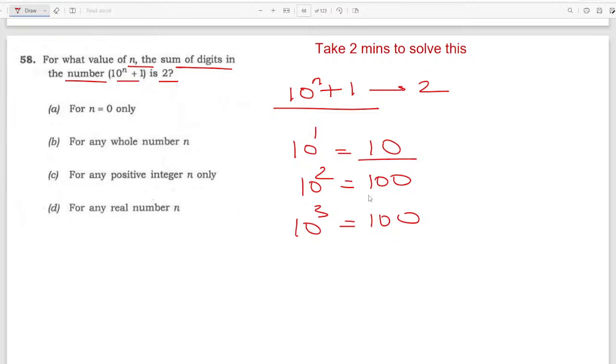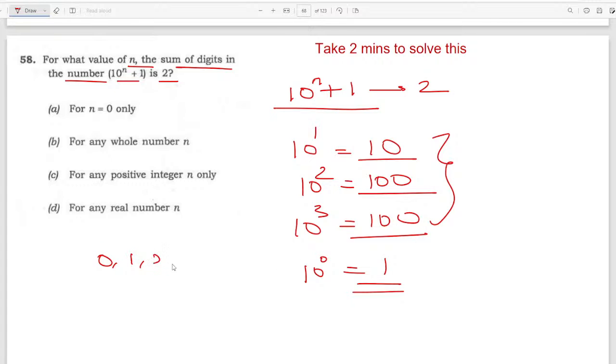And if you calculate the sum of the digits, it will always be 1. Even for 10 raised to 0, which gives you 1. So for any n equal to 0, 1, 2, 3 and so on, 10 raised to n would give you the sum of the digits as 1.